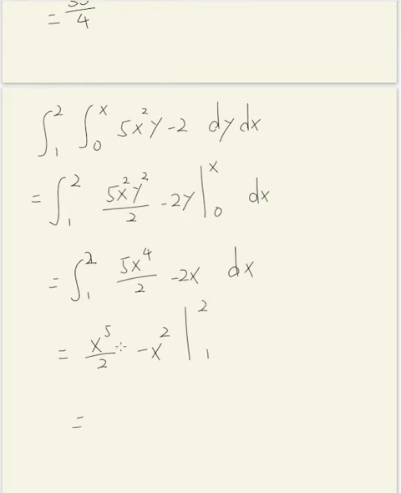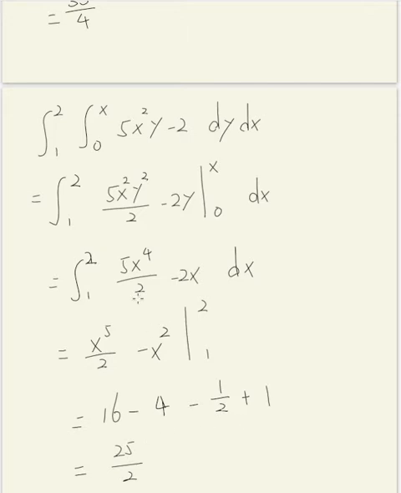Plug these numbers in, we get 2 to the 5th is 32, therefore 16 minus 4, and then minus 1 over 2 plus 1. Therefore, this is 12, 13, 13 minus 1 over 2, that is 25 over 2. Alright, so this is how we evaluate double integrals. It's pretty straightforward. You're essentially just doing integration twice.